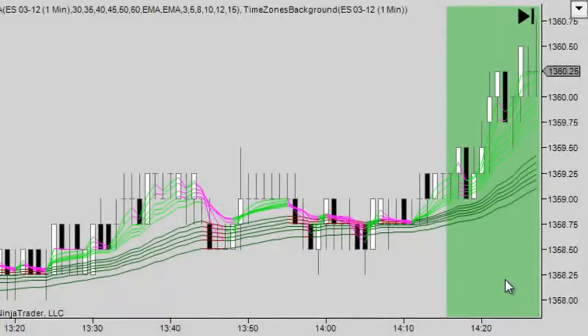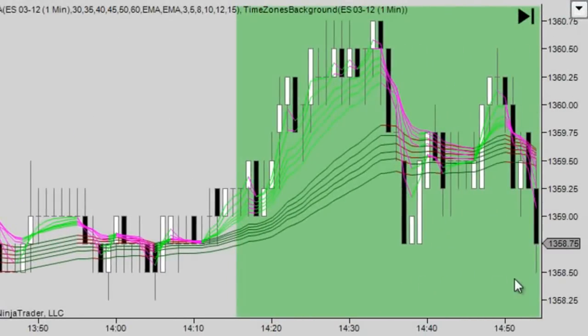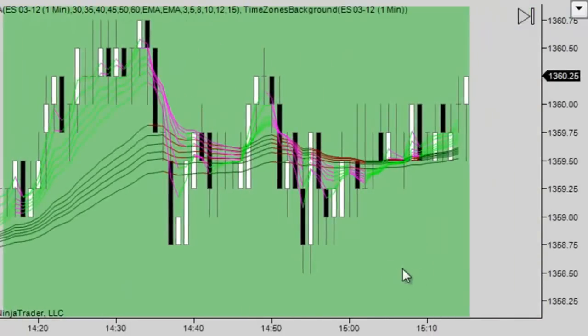If we move ahead again, we have the final zone plotted after the lunch hour, where essentially it's green here, so we're back to work and we're trading again. So let's take a look at how to configure all this.